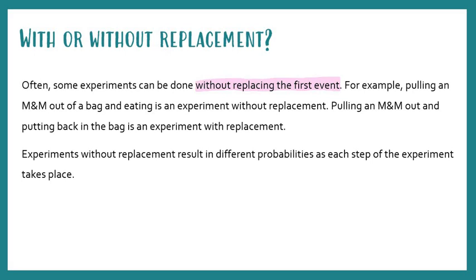However, if we took something away and didn't replace it, so for example, pulling an M&M out of a bag and eating it, that would be without replacement, right? Because that option's gone. And so that will change your probabilities up a little bit, okay? And so experiments without replacement will actually result in different probabilities at each step of the experiment. So it's really important to figure out when you've got with or without replacement.